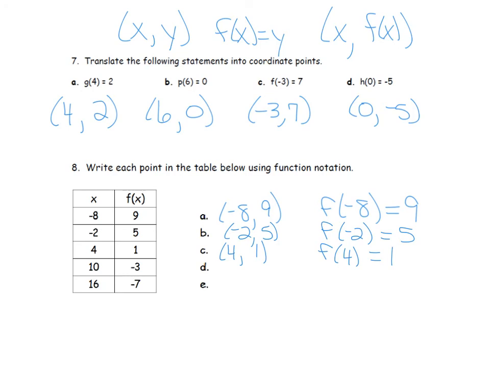You pause the video, translate these last two. So for D, they gave me the point 10, negative 3. That means f of 10 equals negative 3. E, they gave the point 16, negative 7. f of 16 equals negative 7. Remember, x goes in the parentheses. It's what you're plugging into the function. And then your y value is what it equals, what you get after you work the problem out.